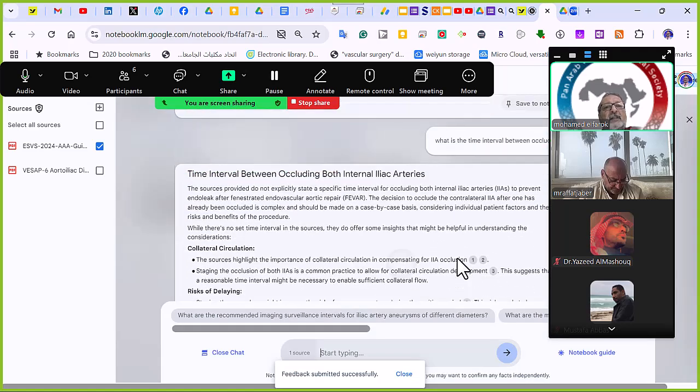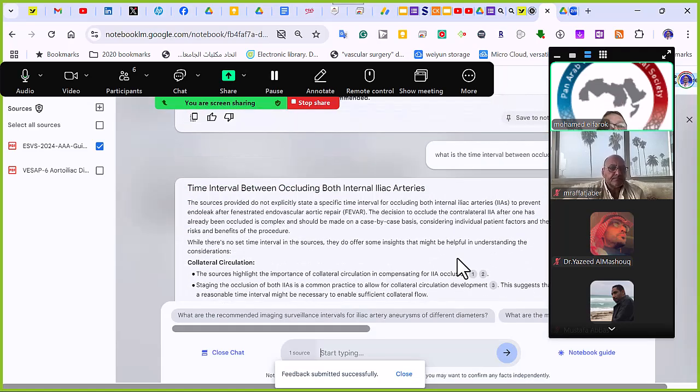Here it is. So the answer, if I tell you to get the answer and give you the paper to select it from, you will take probably days, but he will do it for you in 3 seconds. The sources provided do not explicitly state a specific time. So it is not found in the guidelines. He's honest about that. And to prevent the delay, and so on.